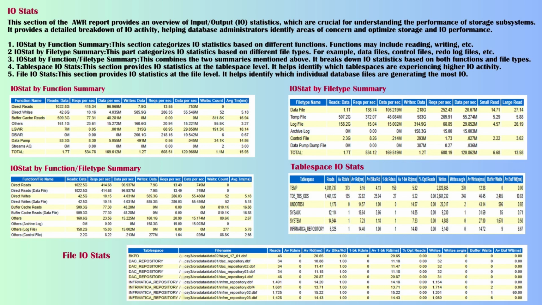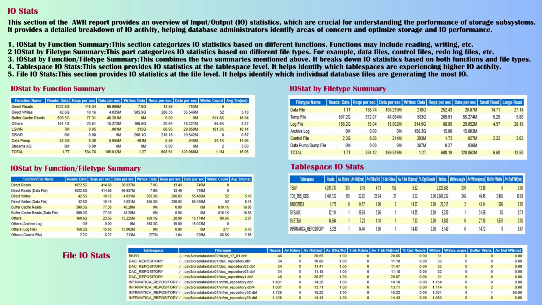IOStat by filetype summary. This part categorizes I/O statistics based on different file types. For example, data files, control files, redo log files, etc. Understanding which file types are generating more I/O can be crucial for troubleshooting and optimizing performance.